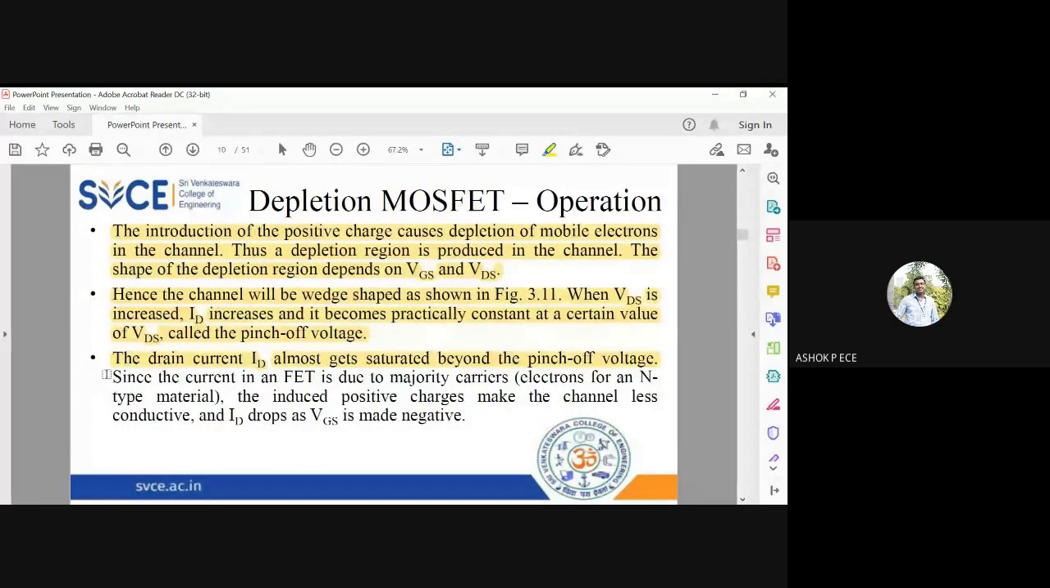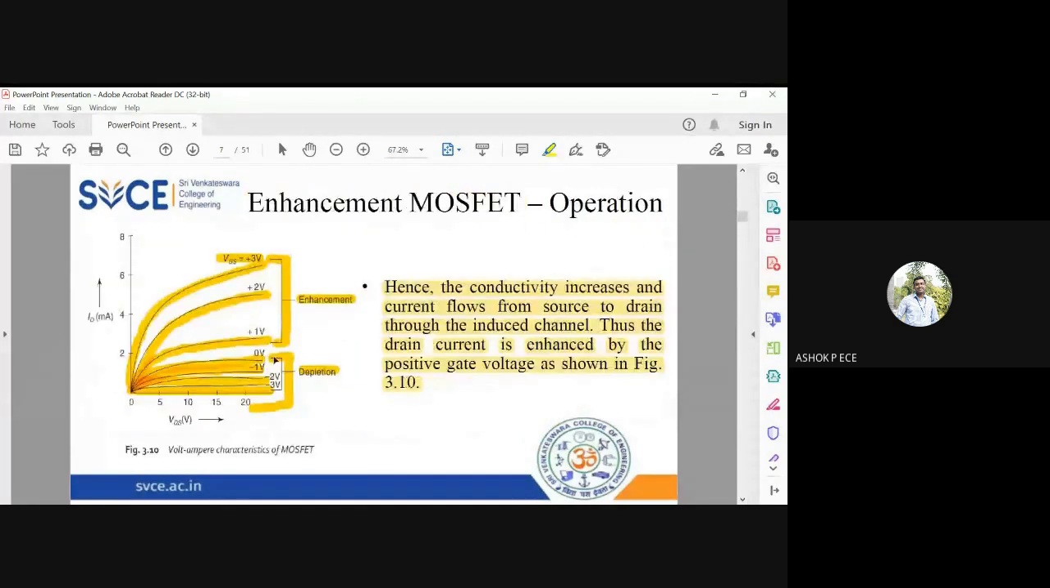Since the current in FET is due to majority carriers, the induced positive charges make the channel less conductive and ID drops as VGS is made negative. So in this graph, the upper portion is for enhancement and the lower portion is for depletion. What they are saying is, when I apply a negative voltage, because I am depleting the electrons in my channel, the drain current starts reducing. So it's completely opposite, right?